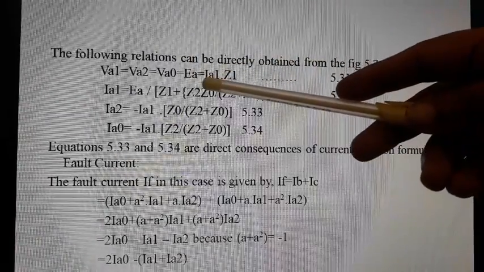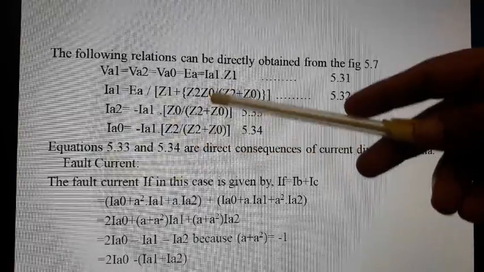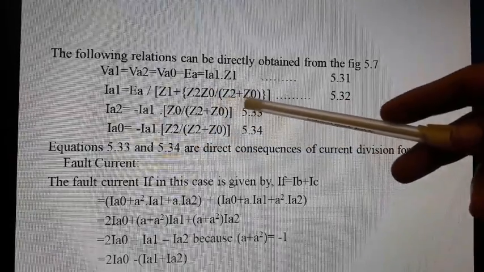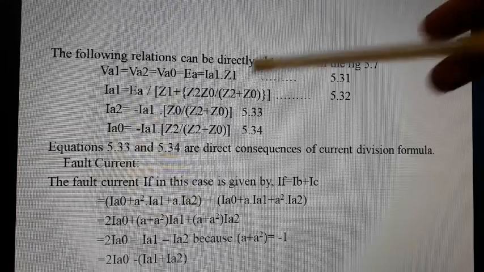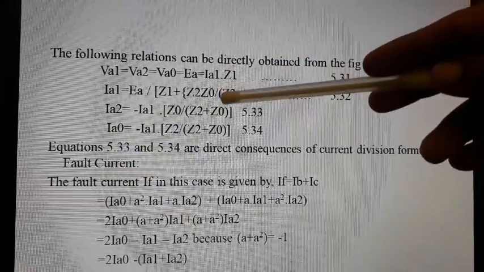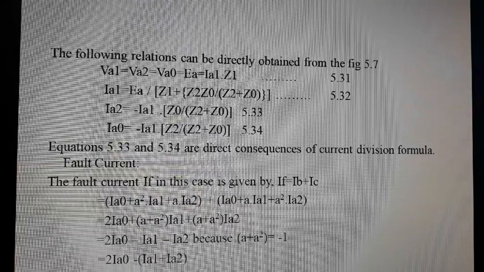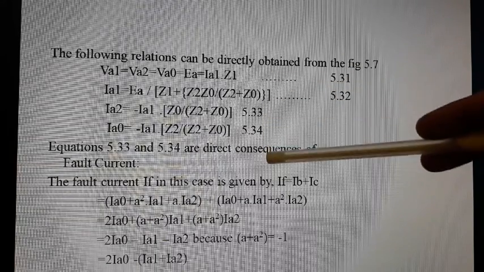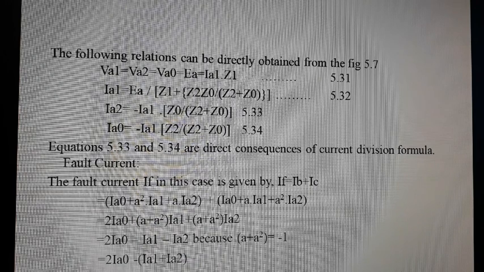VA1 is equal to VA2, which is EA minus IA1 Z1. Substituting the value of IA1 and the value of EA by Z1 plus the rest, we will get IA1, IA2 and IA0. These equations are direct consequences of the current division formula, and we can find the fault current.